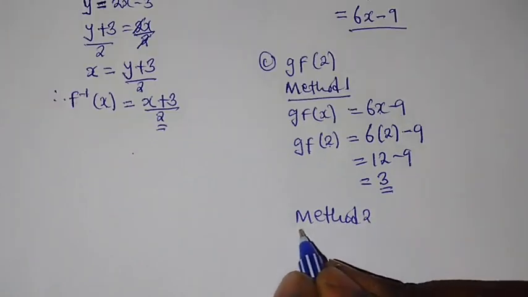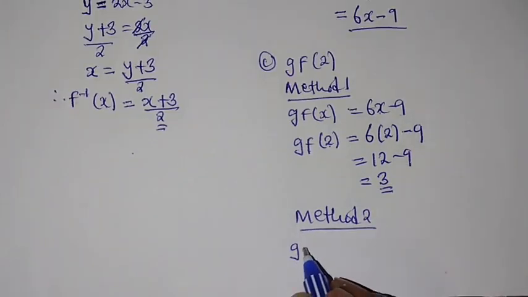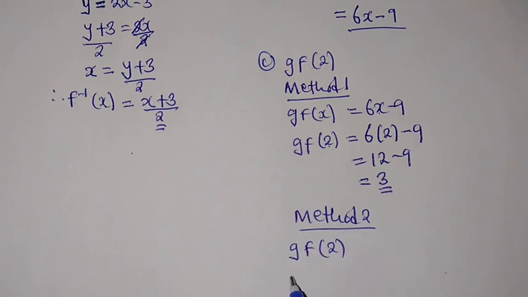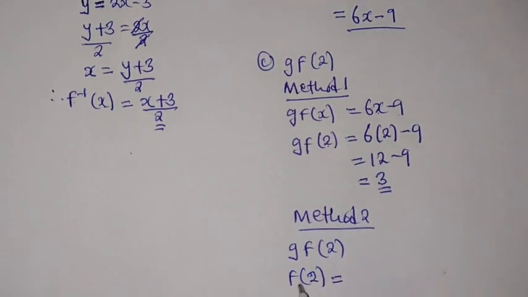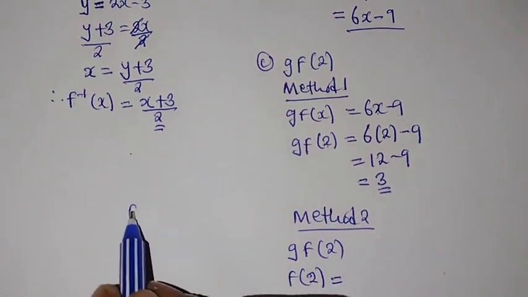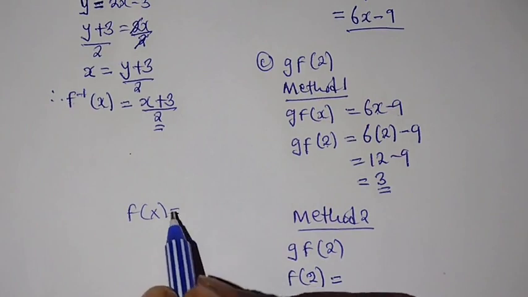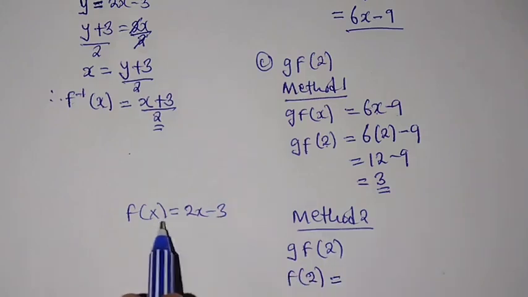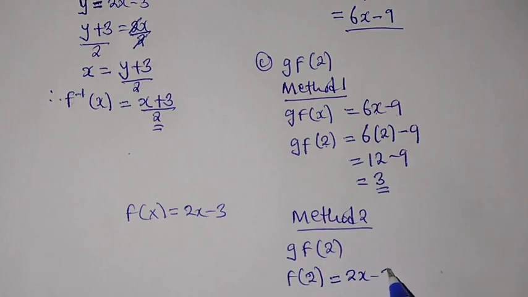Method 2. So method 2, we need to find gf of 2. So method 2, what are we going to do? We'll take function f of 2. So for f of 2, we are going to use the function of f, and the function f of x is equal to 2x minus 3. This is the function f of x. So this is the function 2x minus 3.